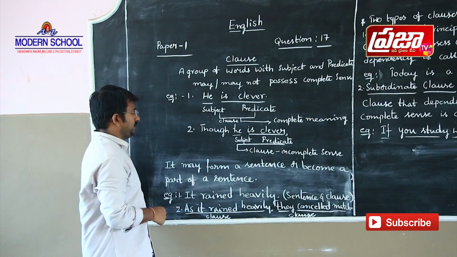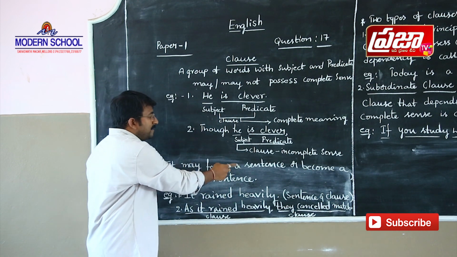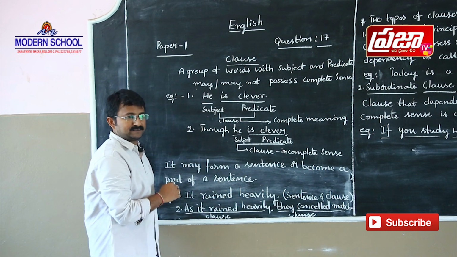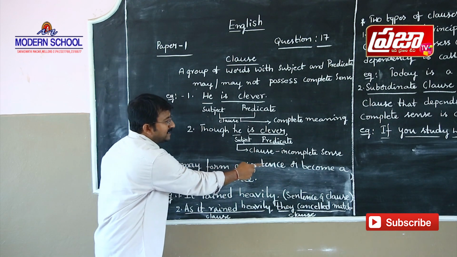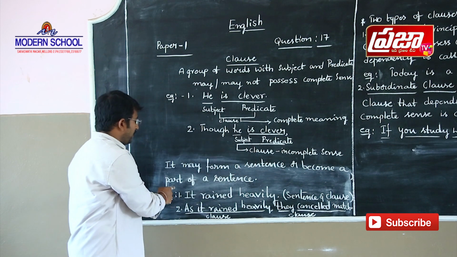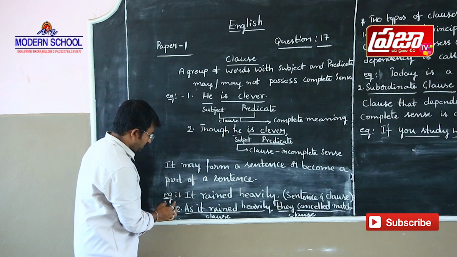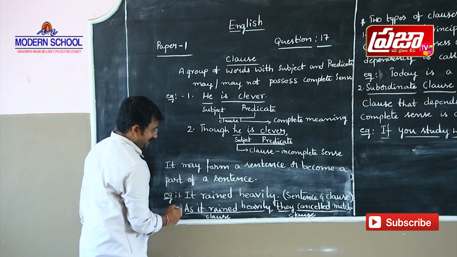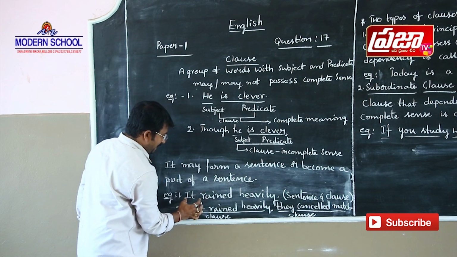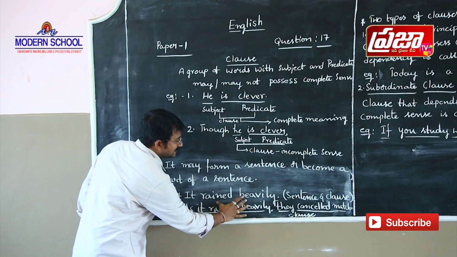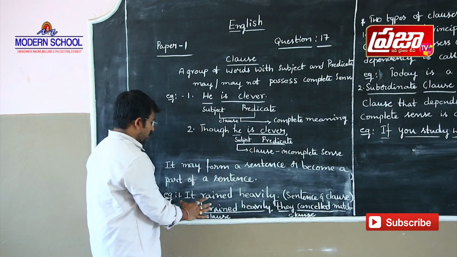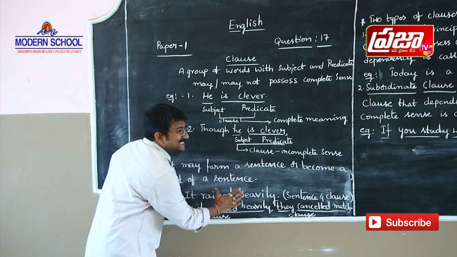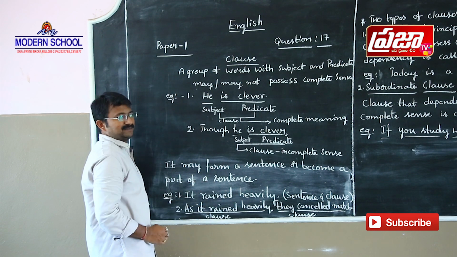And the next one is, a clause may form a sentence or become a part of a sentence. See, if you take the first example, "It rained heavily." It has a subject and it has a predicate. So we call this a clause. And we even call this a sentence because it has a complete sense.